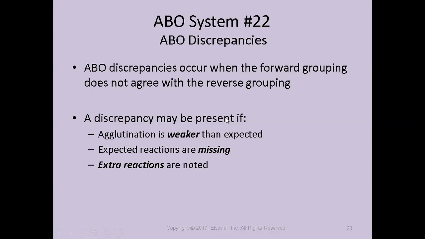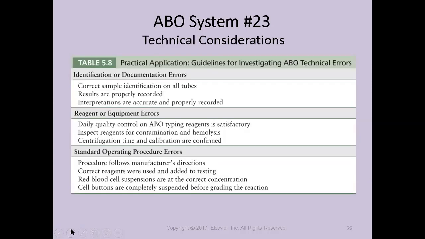Discrepancy can be present. Okay, what are we going to look for? How do we know which reaction is the one to give us a clue about what's going on? We know that the ABO reactions are usually pretty strong, 3+, 4+. If we see one of our tubes has a weaker than expected reaction with agglutination, that might be the one that's discrepant. Sometimes a reaction we're expecting to be positive is negative, so it's missing. Or sometimes there are extra reactions that show up in our testing, and we'll be looking at all of these in a few minutes.